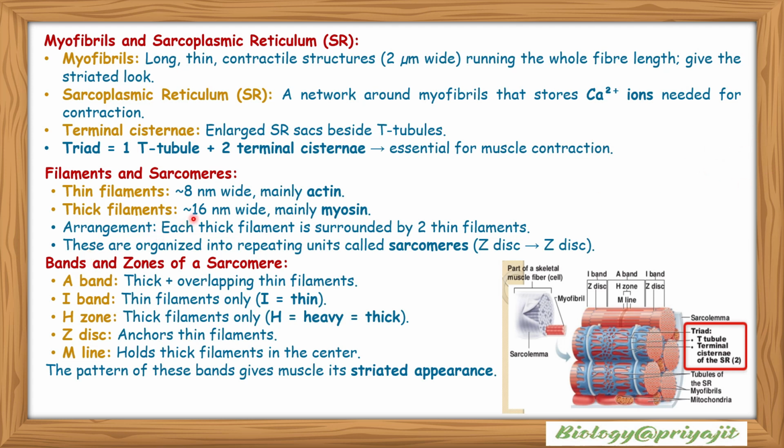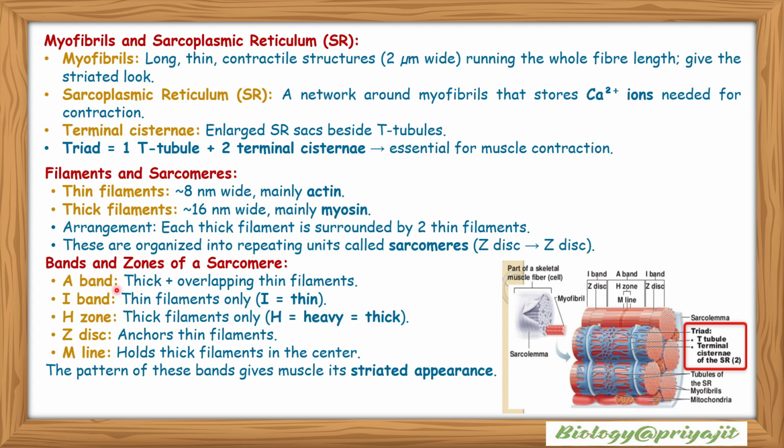Thin filaments, which are 8 nanometers wide, are mainly made up of actin, and thick filaments are 16 nanometers wide, mainly myosin. Arrangement: each thick filament is surrounded by 2 thin filaments, and these are organized into repeating units called sarcomeres. So a sarcomere is positioned between 2 successive Z discs. In between 2 Z discs there is a sarcomere.